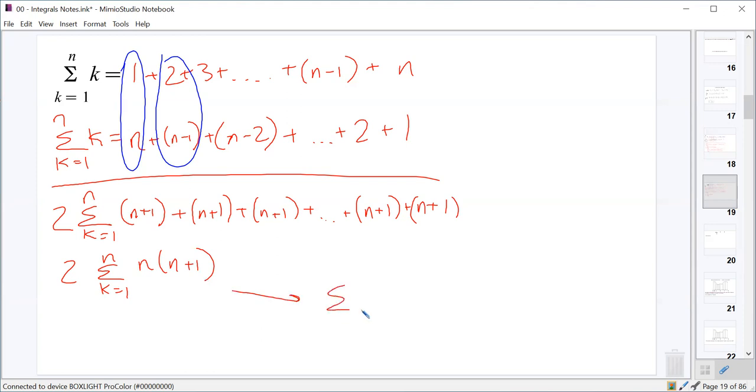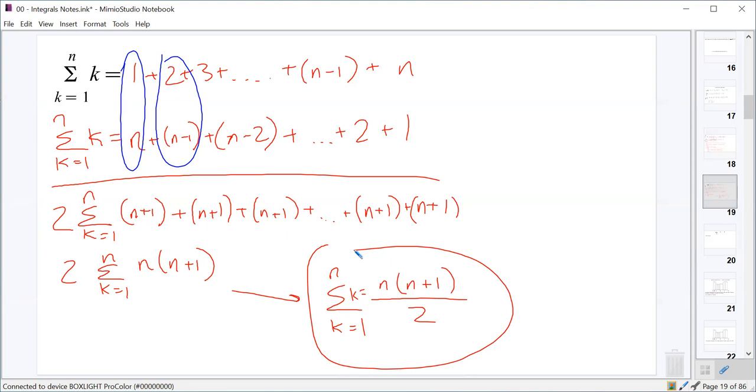And we could then just divide by 2, giving us the sum from k equals 1 to n of k is n times n plus 1 over 2. And this is a formula that you'll want to have memorized. It's a useful formula for lots of things in math, but generally speaking, today it's going to be important for us with evaluating.